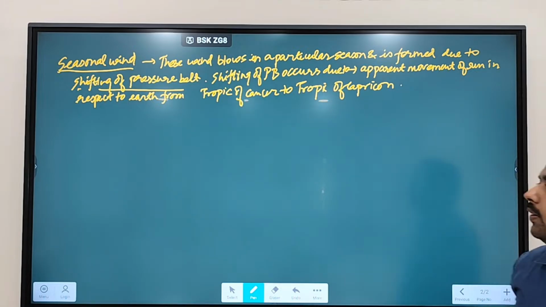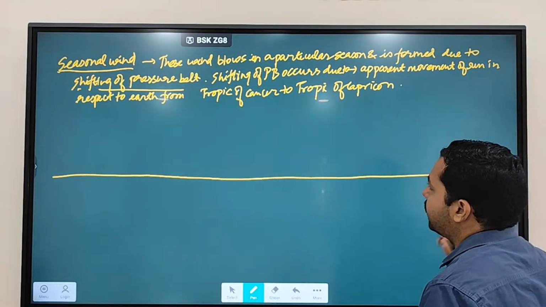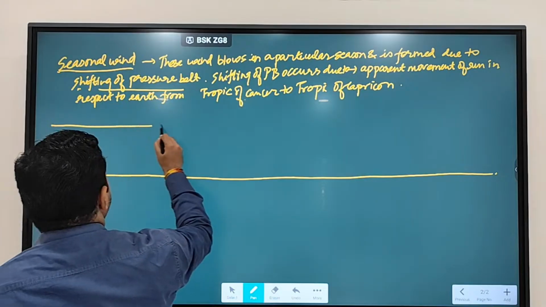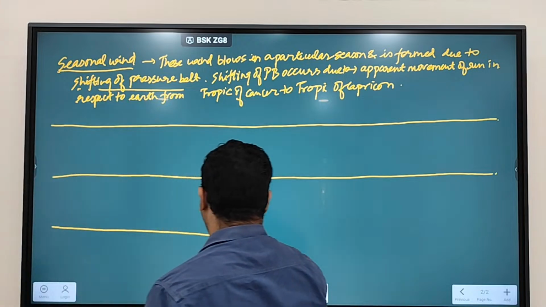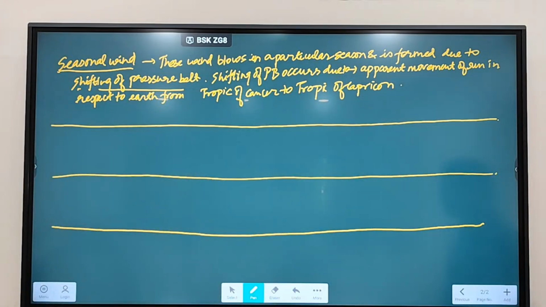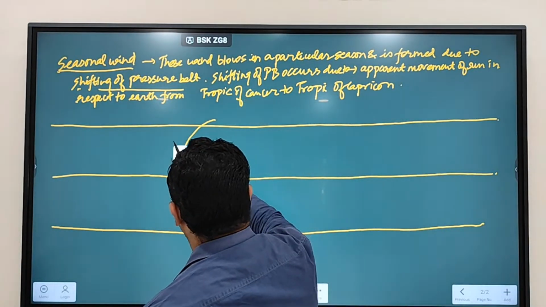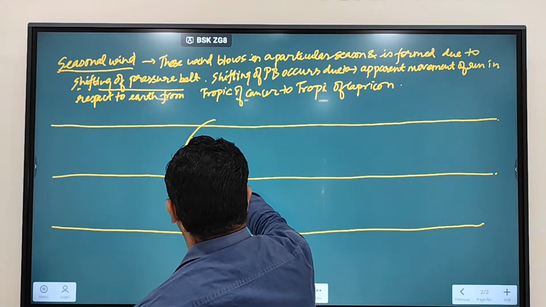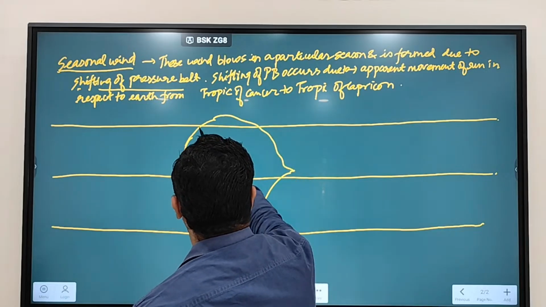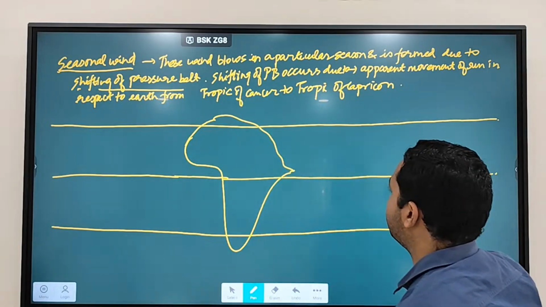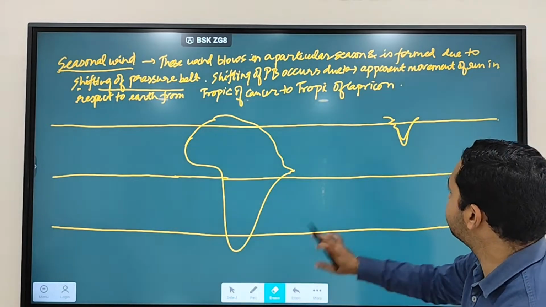Fine. Now assume this is your equator region. This is nothing but your Tropic of Cancer region, and this is your Tropic of Capricorn region. Fine. Now, so this is how you'll find the Africa continent. Here you'll find what? Here you'll find India extending like this.